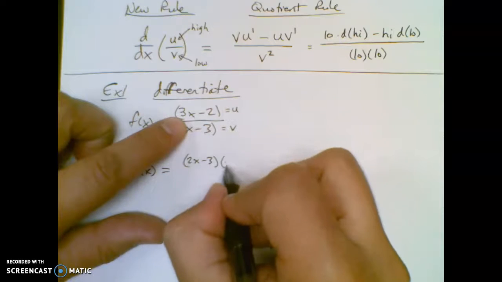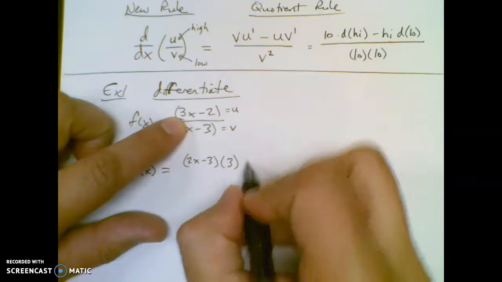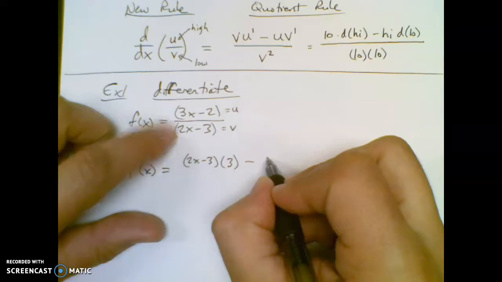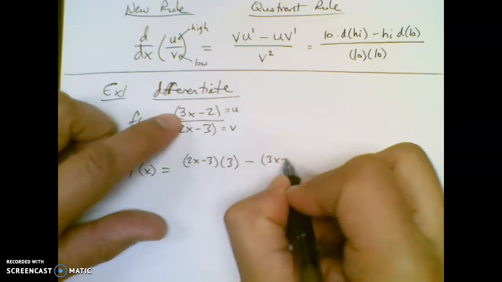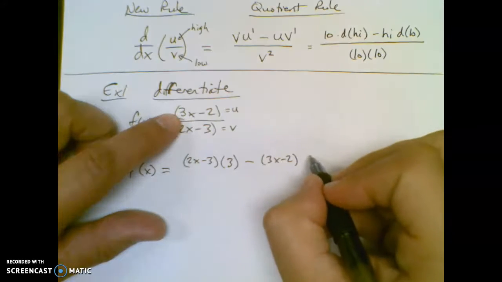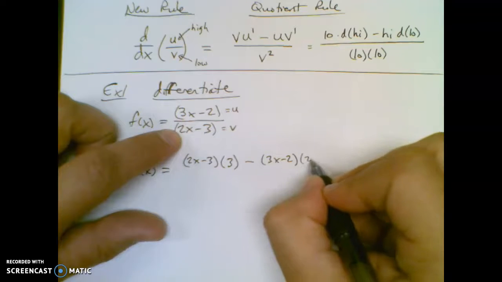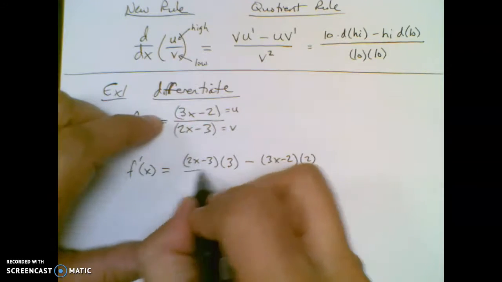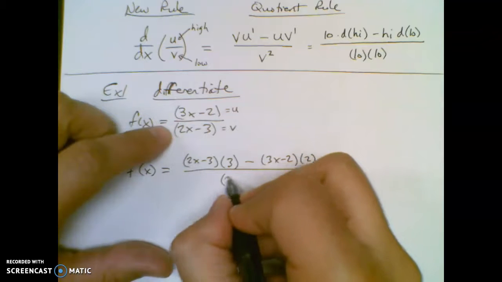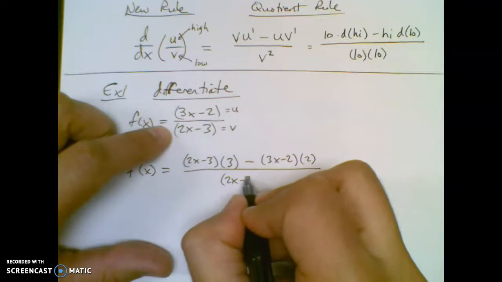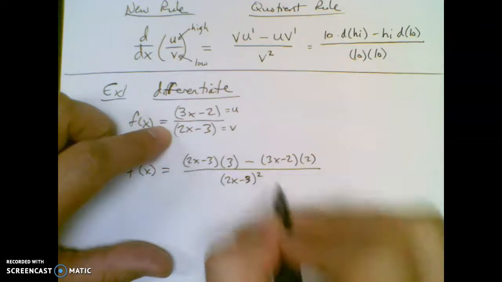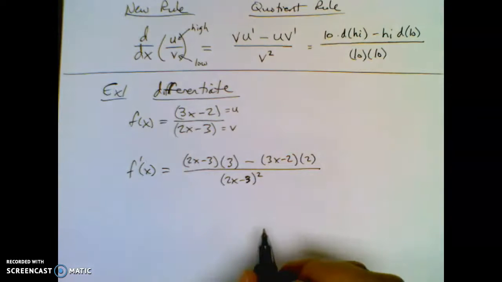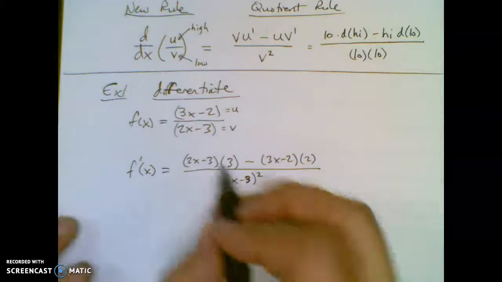What's the derivative of the high part? Just 3. Minus, yep, high, which is the 3x minus 2. D low, the derivative of the low part is 2. All over low low. So you'll write 2x minus 3. You could write it twice, but it's quicker just to say square. Right? Okay, so now it's just a matter of simplifying, right?